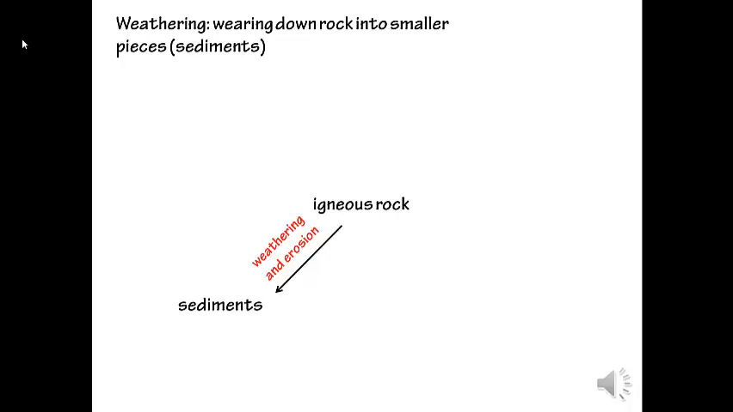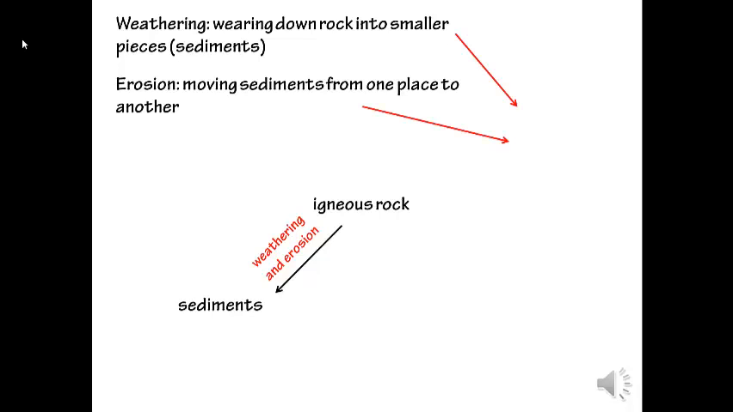Weathering is wearing down rock into smaller pieces or sediments. Erosion is moving sediments from one place to another. You will often hear people use erosion to describe both weathering and erosion, but scientifically this is inaccurate. Weathering and erosion are done by four main things: water, ice, wind, and living things.